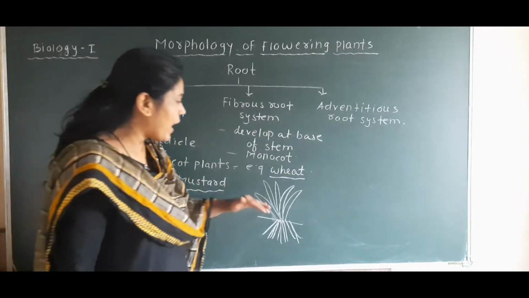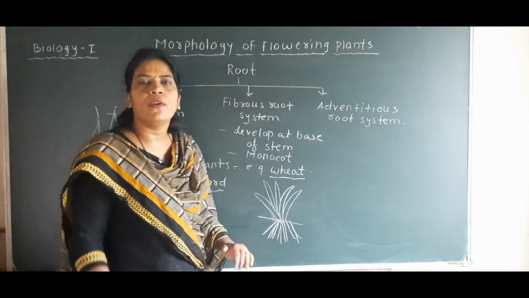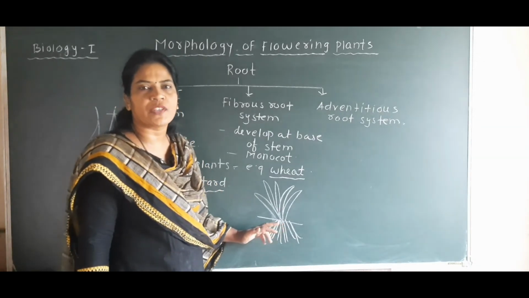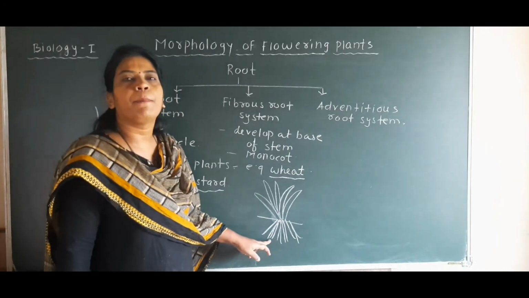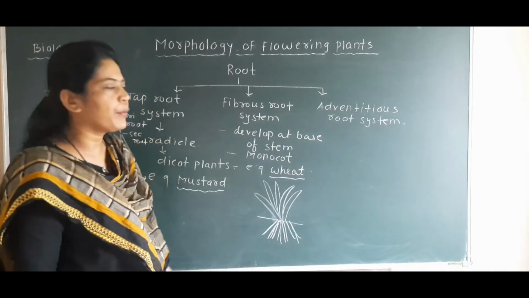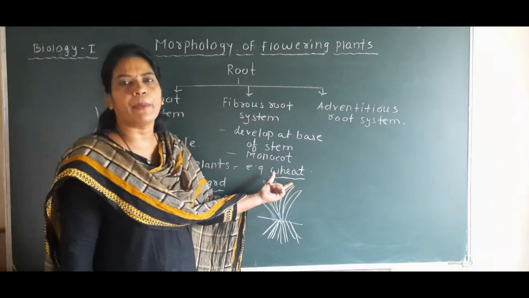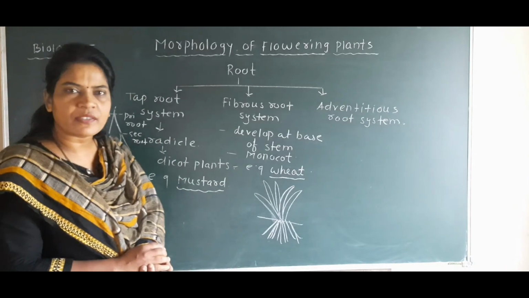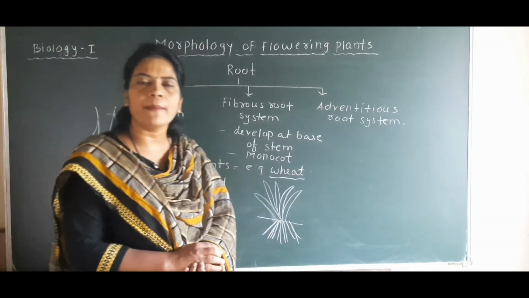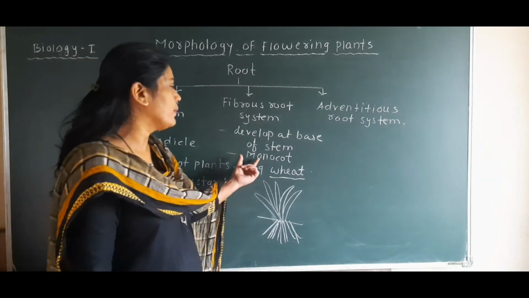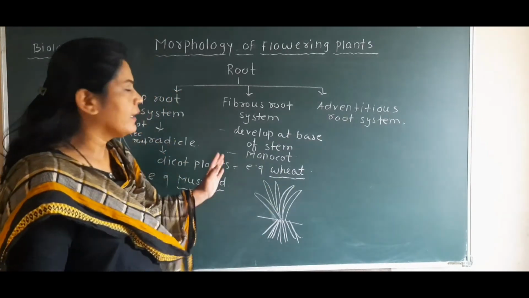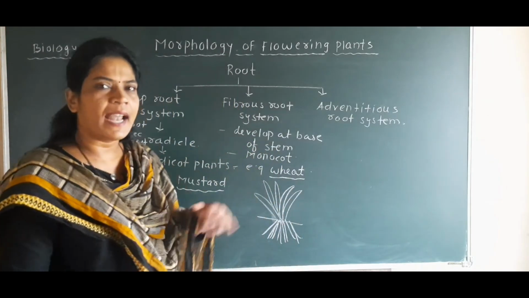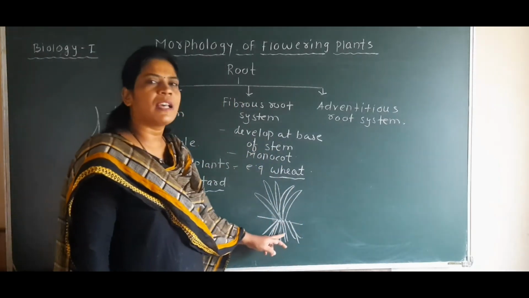So fibrous roots do not develop from the radical, but they develop at the base of the stem. An important example of it is the wheat plant. Wheat is an example from the monocot, and here the primary root is developed at the initial stage, but it is short-lived and it degenerates, and here the roots are like this.